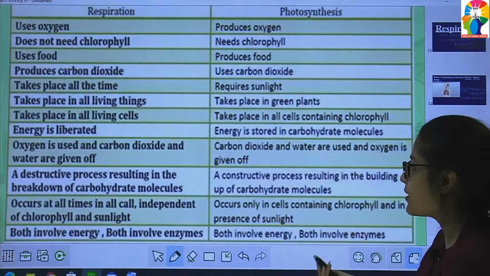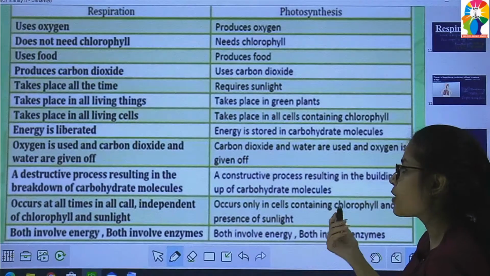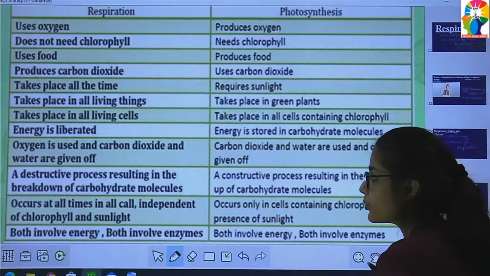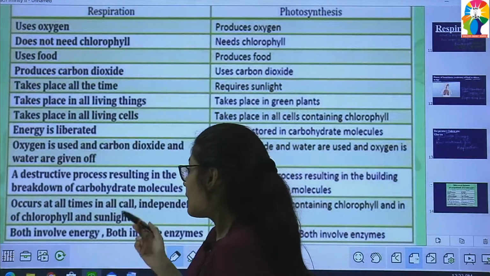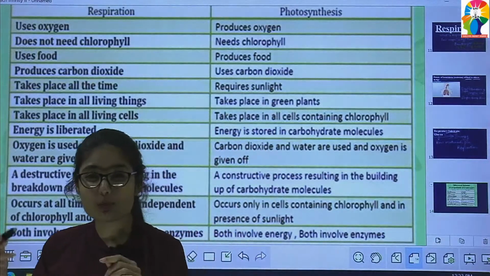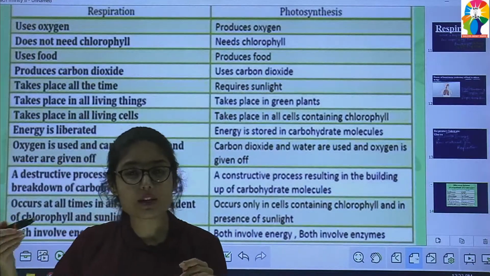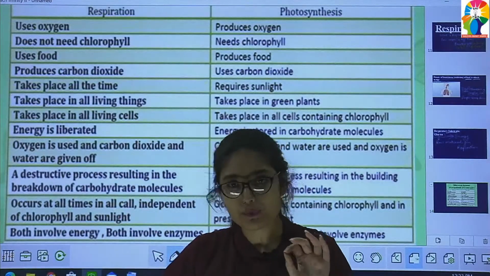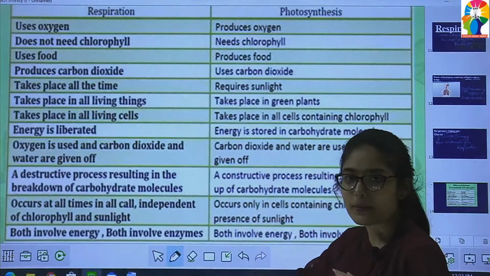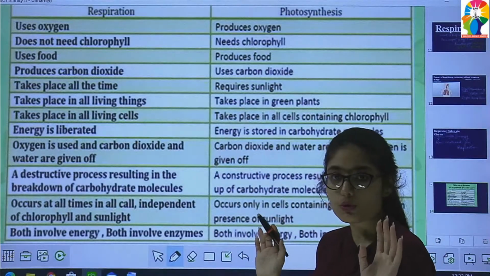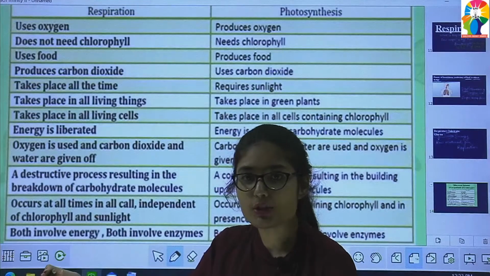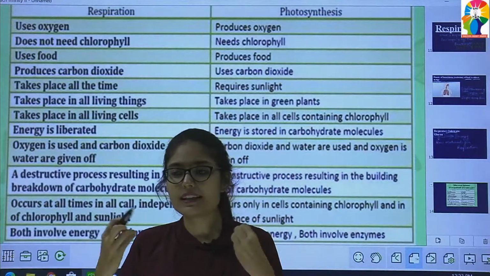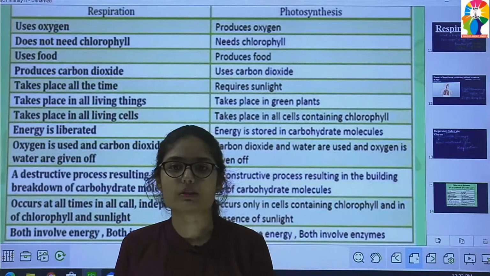Now, respiration is a destructive process resulting in the breakdown of the carbohydrate molecule. Yes. Remember, glucose is the raw material. The breakdown of glucose is going to happen. So, glucose is the carbohydrate molecule. Take. In respiration, what happens is the breakdown to release the energy which we require. Human body, why do we eat food? Because we want energy. Take it.